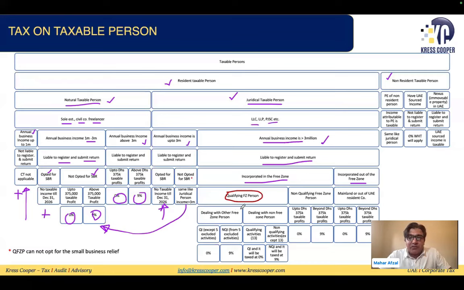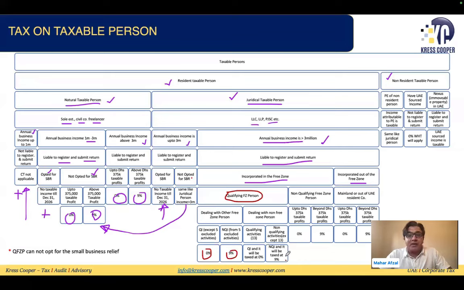So if they are a qualifying free zone person dealing with another free zone person, then this is the qualifying activity, except the excluded activity, 0%. Non-qualifying income is straightforward subject to tax at 9%. Dealing with a non-free zone person, then qualifying activities will be 0%, non-qualifying income it will be straightforward 9%.